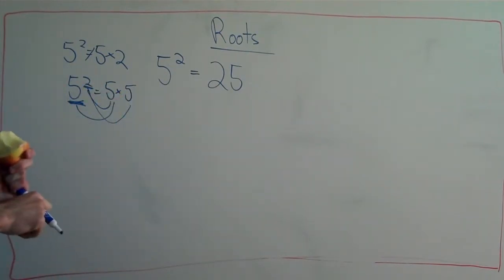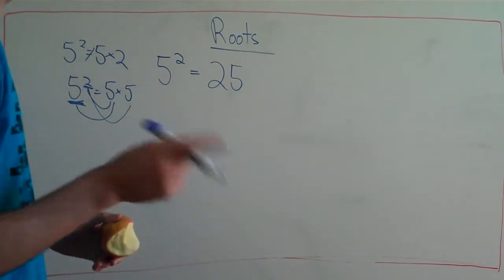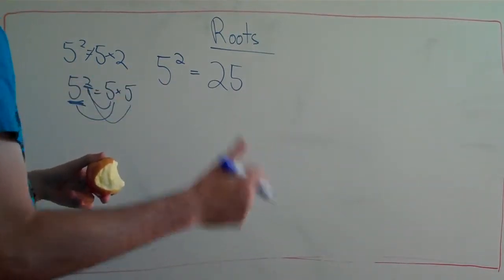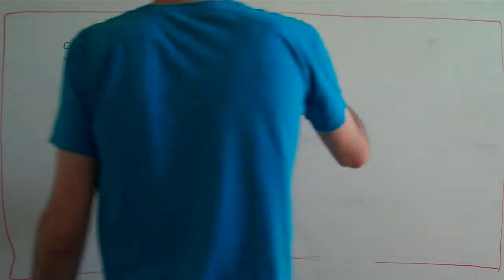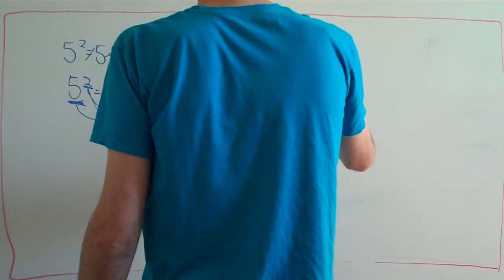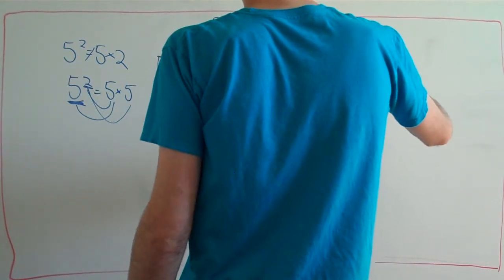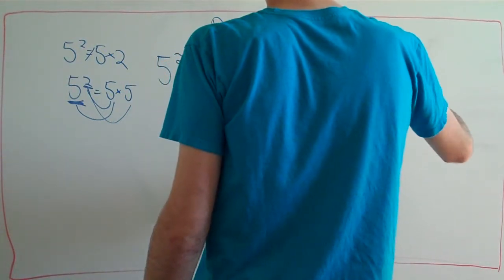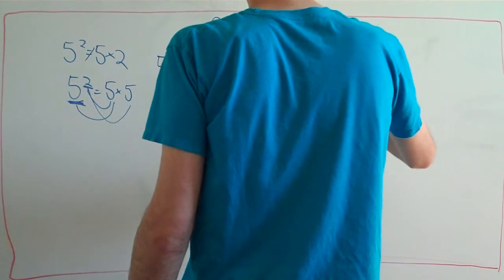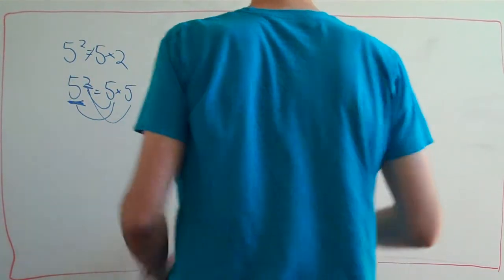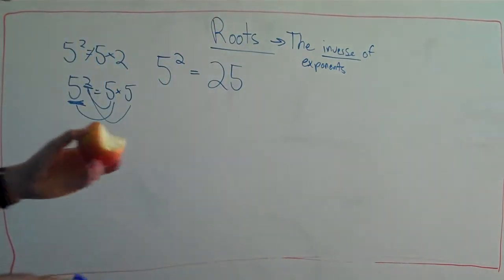Now, do you know what roots are? They indicate smaller numbers. If you have an exponent, it makes it a big number. A root makes it a small number. Roots are, in fact, you can think of it as the inverse of exponents. The inverse of exponents. You know what the inverse means?